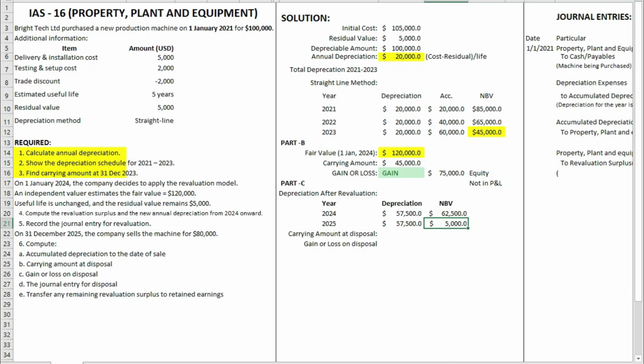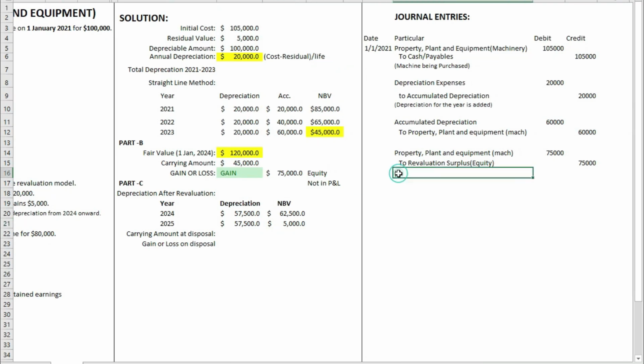What we do, we will now add the journal entry again. Adding the journal entry, we will debit depreciation expense again. How much? It's 57,500, and credit accumulated depreciation 57,500.